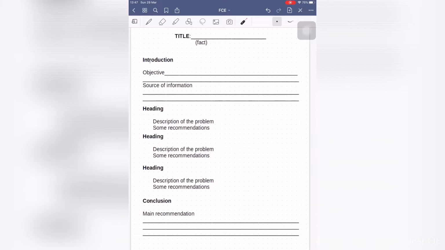After this, we are going to have the body of the report. It will usually have 2 or 3 paragraphs. Each of the paragraphs must have a heading, and it must describe the problem or the main idea of the paragraph and also give some recommendations. Finally, we are going to have a conclusion. In this paragraph, because it's also another paragraph, we are going to state our main recommendation.